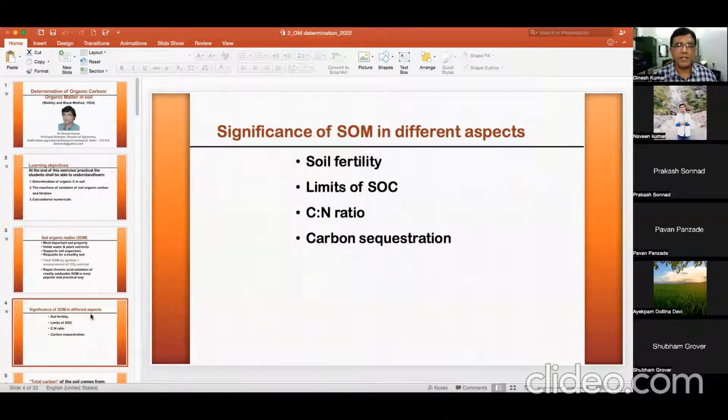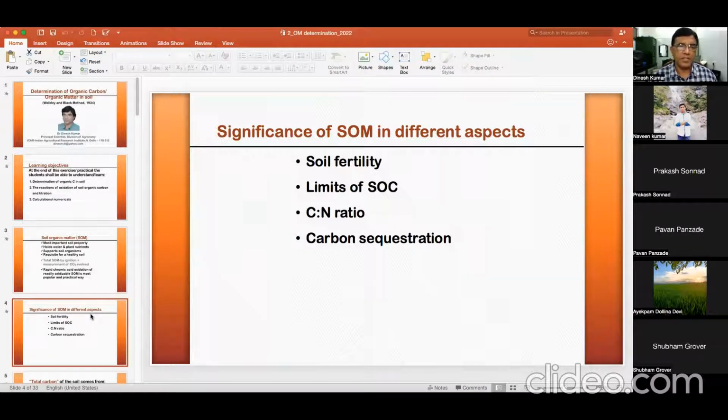Thus, for practical management of organic matter, we need to estimate the CN ratio. If we know the carbon content, organic carbon content, then we can determine the CN ratio. Because CN ratio is very, very important for supply of nitrogen. So we can indirectly estimate what quantity of nitrogen is available.